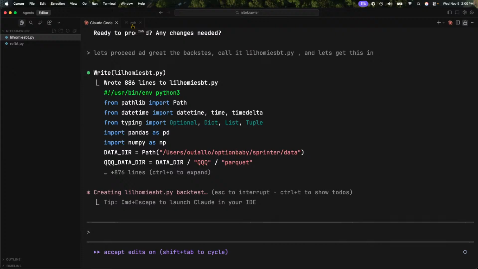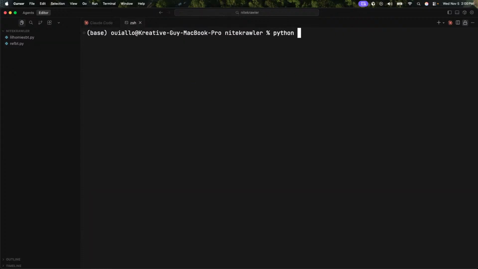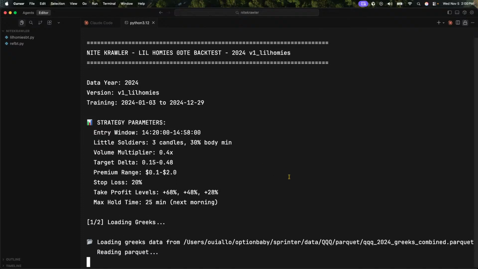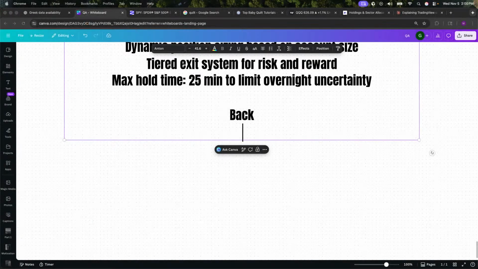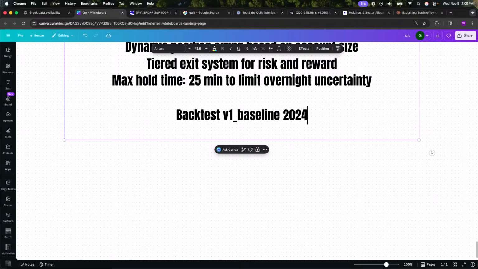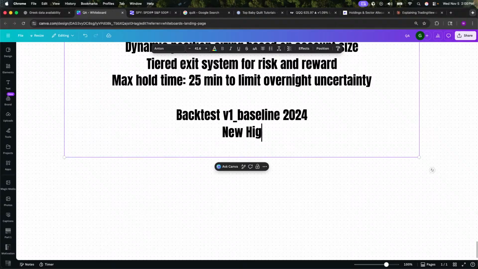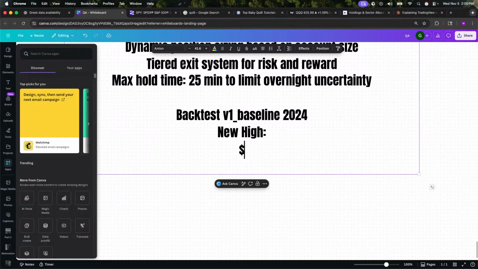Perfect. Backtest is ready to go. Let's get her and the little homies. bt.py. Let's see. All right, perfect. Our backtest is running. Let me go to our notes and put backtest while that is loading. I'm gonna put backtest V1 baseline 2024. New high. Boom. So that's ready to go.